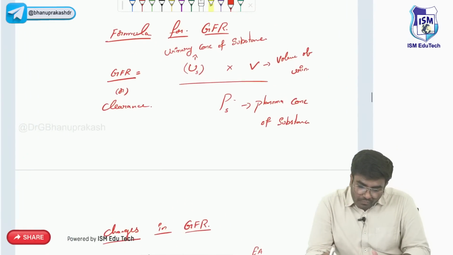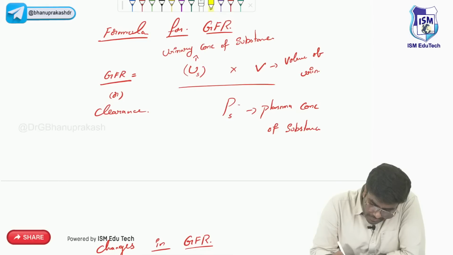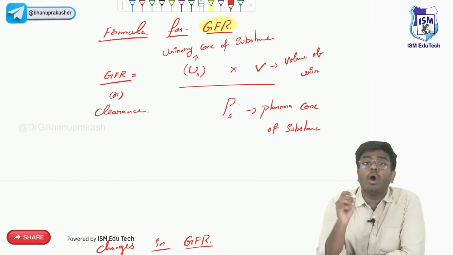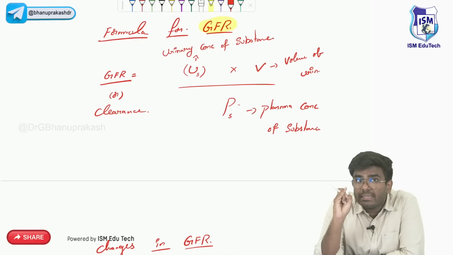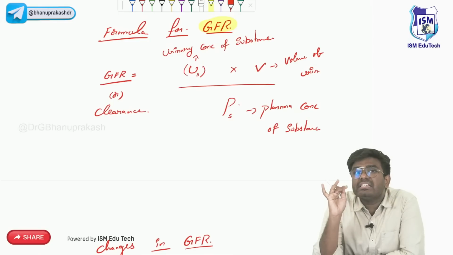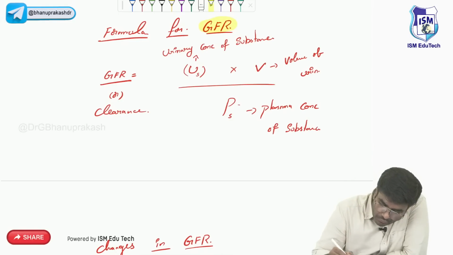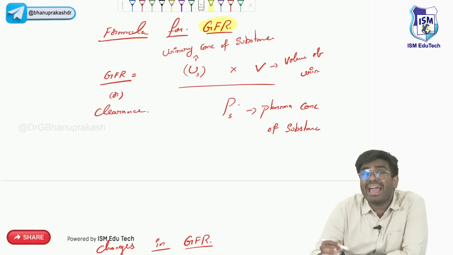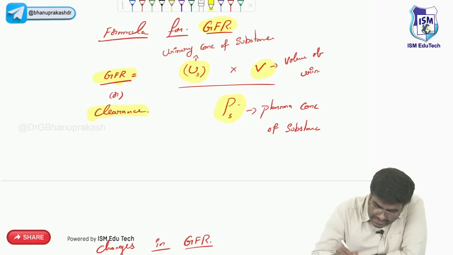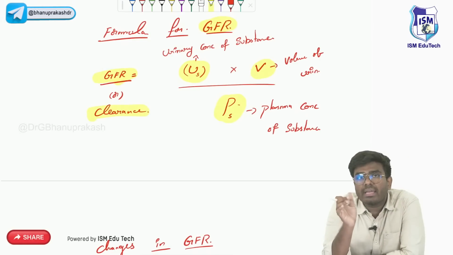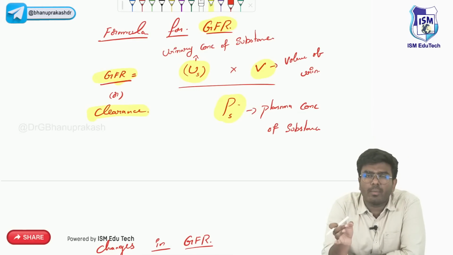Now, the formula for GFR calculation. How to calculate the glomerular filtration rate? Previously, I explained how to estimate the GFR. GFR estimation is done with the help of substances like inulin, creatinine, cystatin C. But right now I am giving you the formula for the calculation of GFR. The formula is UV by P. UV by P is the formula for the calculation of GFR as well as for the clearance.